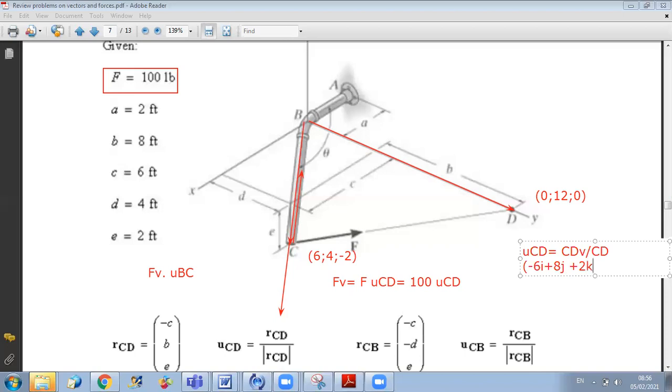Now once you find the vector, to find the unit vector you should divide by the magnitude. So it's over radical of 6 squared plus 8 squared plus 2 squared. Now you have unit vector of CD. You multiply it by 100, you find the vector F. And to project F on BC, you should find unit vector of BC and do the dot product. That's it. Do you want to go more into detail, or is it fine?